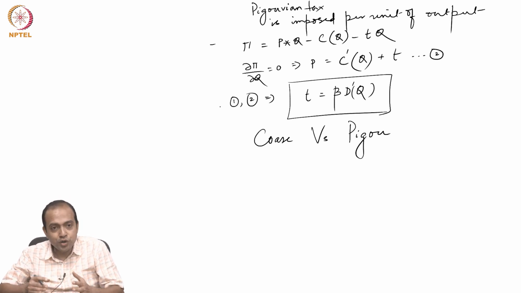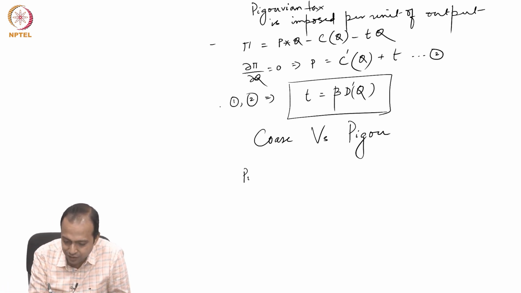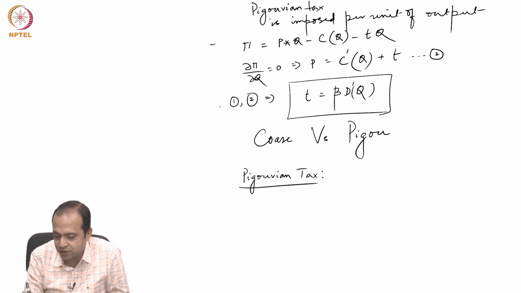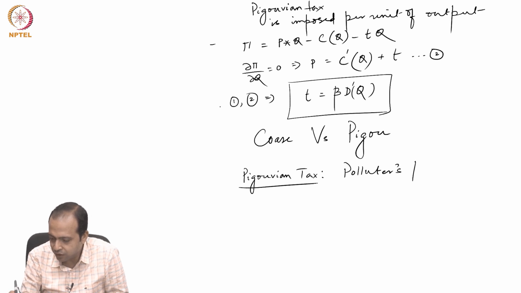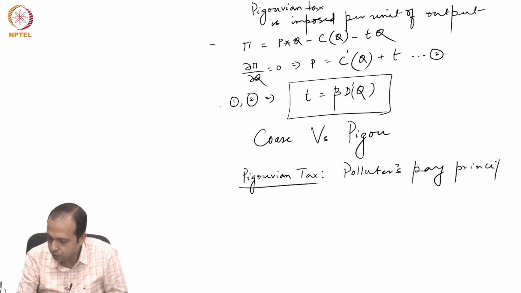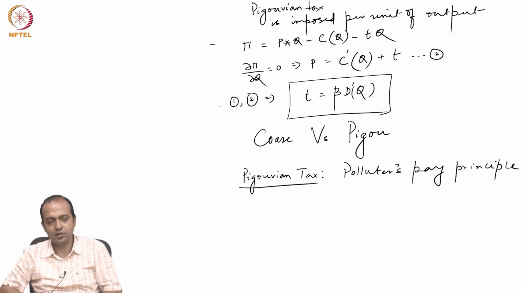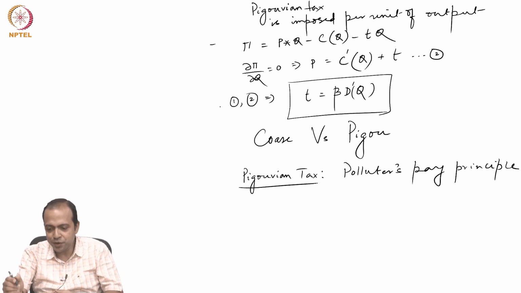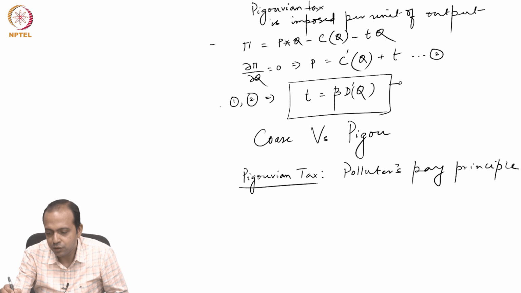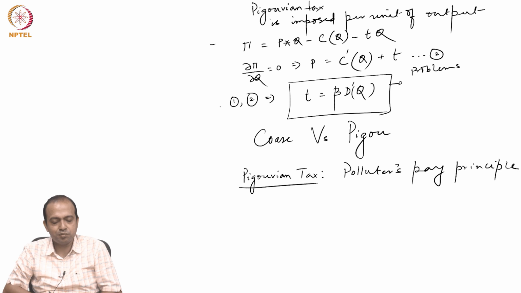And the polluter is asked to pay. That is why Pigouvian tax is also known as the polluter pays principle. This is the similarity. But there are problems in implementing this rule. Okay, problems are there in implementing this Pigouvian taxation.